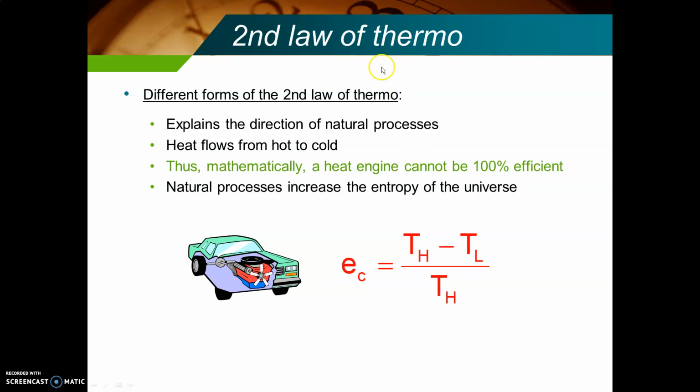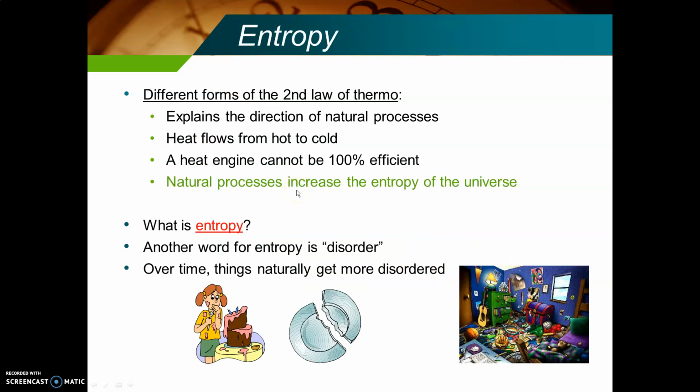Okay, we have one last thing to talk about in terms of the second law of thermodynamics, which has a very different implication. It has nothing to do with heat engines. And that's this last statement, which we'll take up on the next slide here. All right, it says that natural processes increase the entropy of the universe. So this is the direction of natural processes. Natural processes will go in a direction that increases the entropy of the universe.